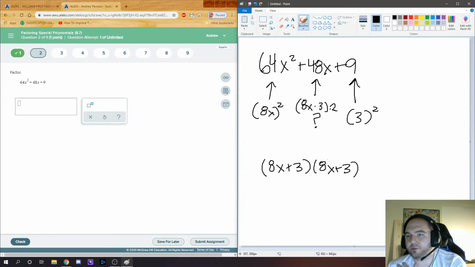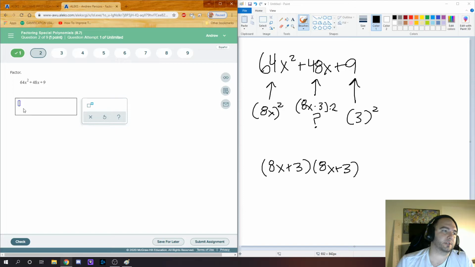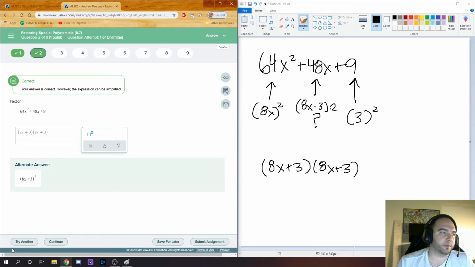Now, on both problems so far, I haven't written any negatives. The reason why is because it's very dependent on what the middle thing is. If the middle thing is negative 48, I would have written 8x minus 3 and minus 3. But in this case, I'm going to write 8x plus 3 and plus 3. I did a lot of writing there. The goal is you don't have to write anything, hopefully. Although on the test, I would love it if you could show me that you were thinking that way.